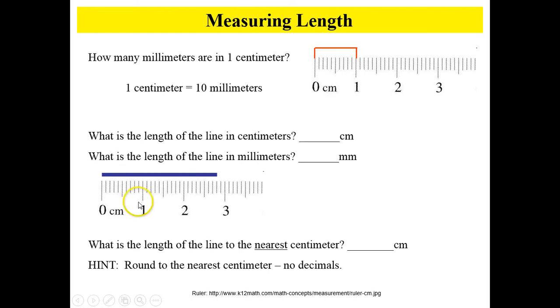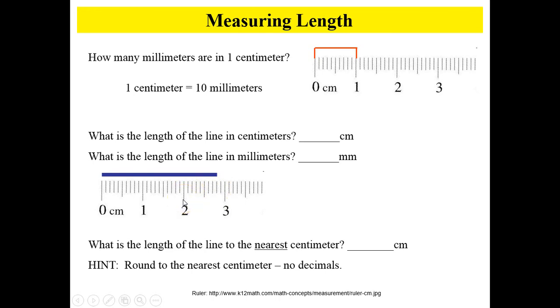Using that, take a look down here. What is the length of this line in centimeters? And when it asks a question like that, it's looking for the exact length. That includes both the whole number in centimeters and any part of a centimeter that you see. So if we look here, we've got more than 1, more than 2, less than 3. So we know that our answer is going to be greater than 2 and less than 3. That means we need a decimal to represent the part that's between 2 and 3.